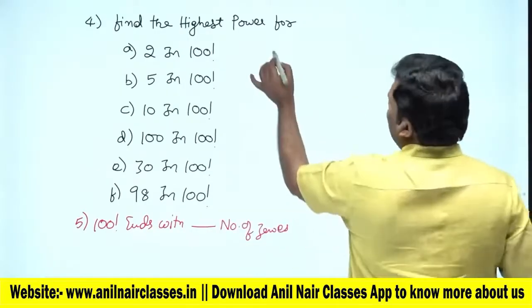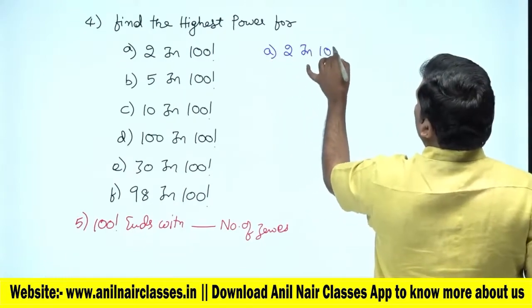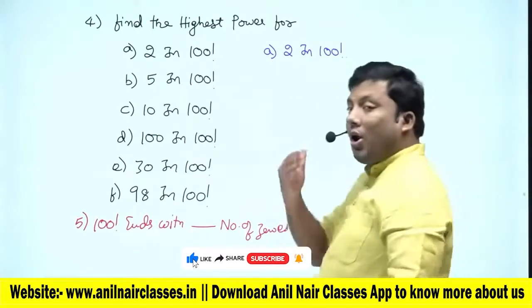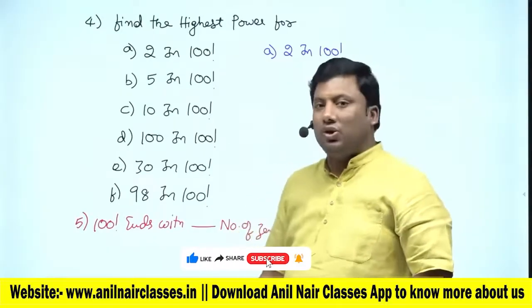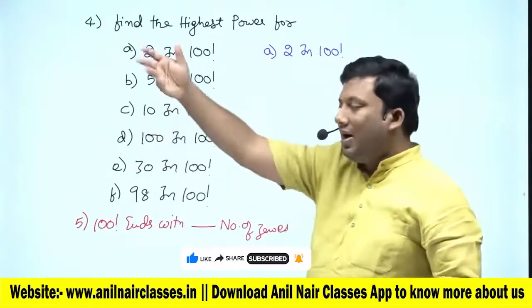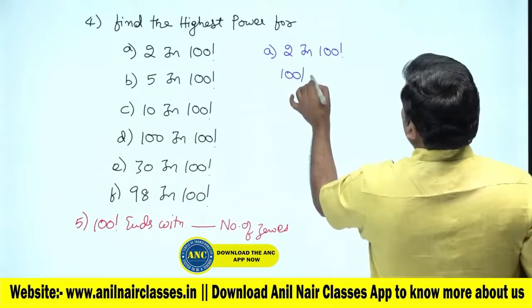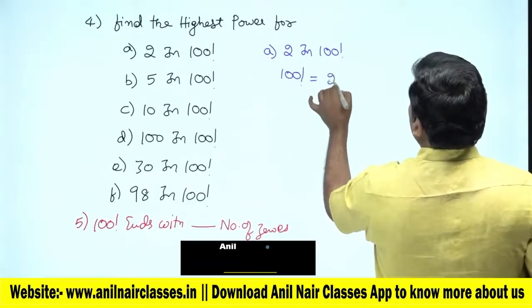First question, see here, find the highest power for 2 in 100 factorial. 100 factorial is the product of all natural numbers from 1 to 100. There is 2 power, 3 power, 5 power, 7 power, and so on up to 97 power. So 100 factorial can be written as a power of prime basis.